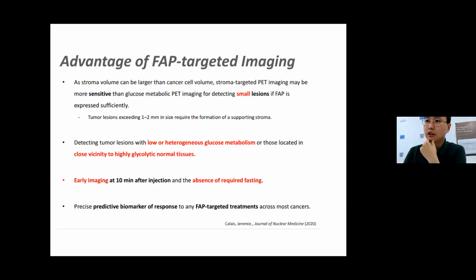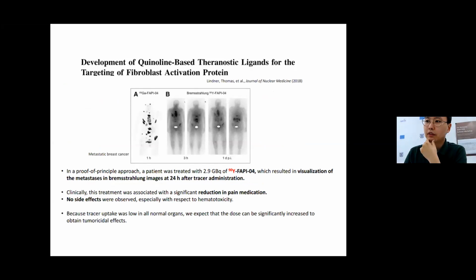And using this FAP, there has also been an attempt to label it not only with an imaging radioisotope, but with yttrium, which is a therapeutic agent. And without any side effects, it has shown some reduction in pain medication using this yttrium FAP therapy. So it seems to be a promising agent which might be introduced in the near future.